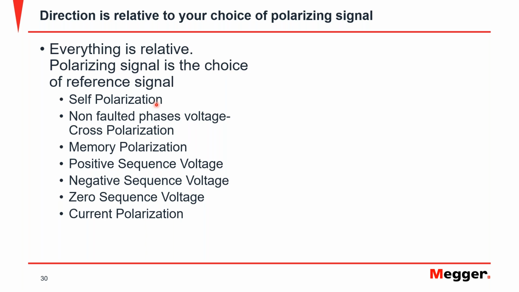The different choices that we have, and there are more than this, but I have here, let's say, a subset of the choices that you have. You have self-polarization, the voltage of the non-faulted phases, also known as cross-polarization, memory polarization, positive sequence voltage, negative sequence or zero sequence voltage polarization, and current polarization.